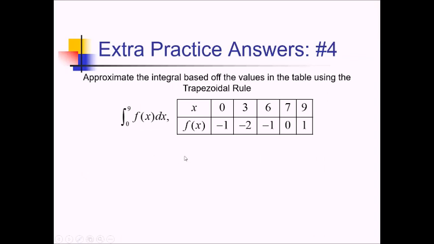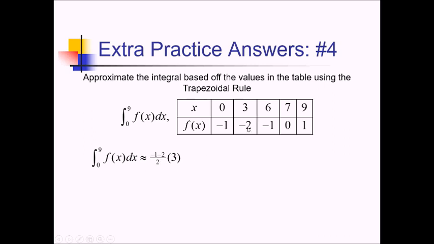For this problem, I want to approximate this integral using this table and the trapezoidal rule. So I can say that this stuff is approximately equal to the following. Setting up my trapezoid areas, I have the bases of -1 and 2 being added together. We'll divide that by 2 to average them, and then we'll multiply by a height of 3 to get from 0 to 3. So there's my first trapezoid area.